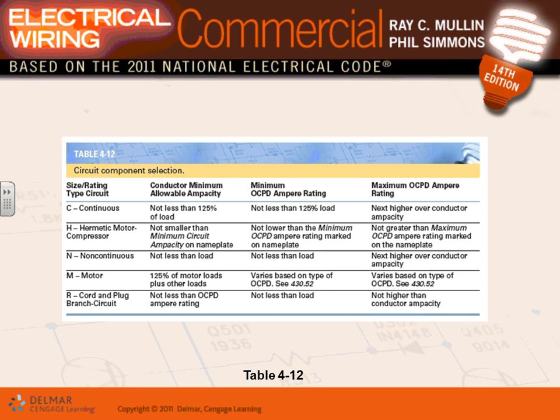How about if you have HVAC equipment? You guys have done HVAC equipment with me. The conductors will be not smaller than the minimum circuit ampacity on it, which is 1.25 times the rated load amp. And the overcurrent device will be stated on that piece of equipment. It will be stated on it, the overcurrent device.